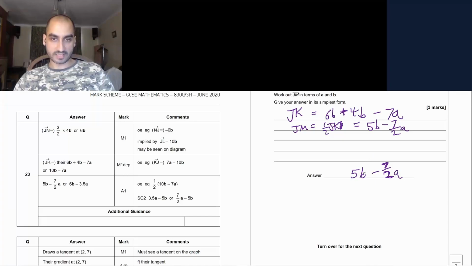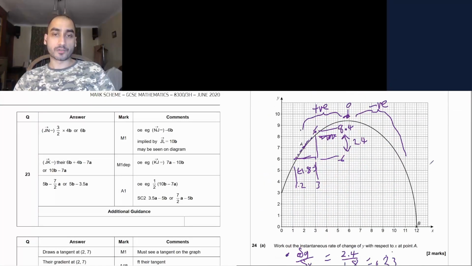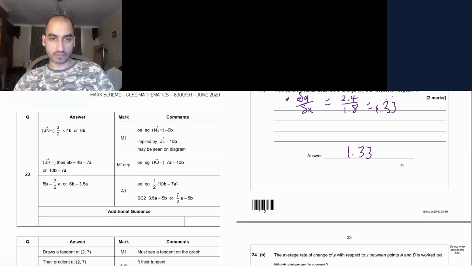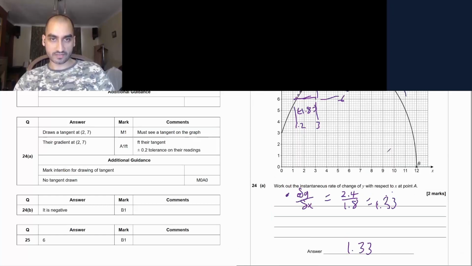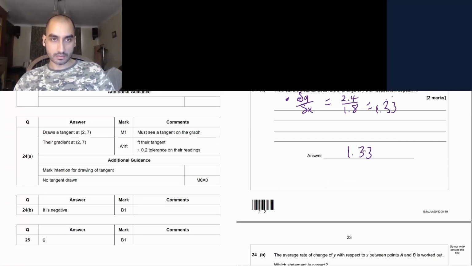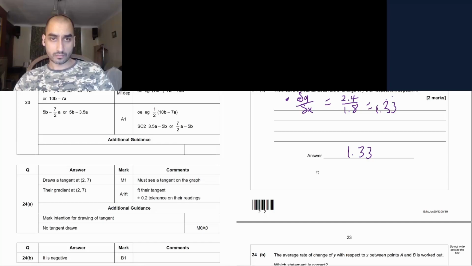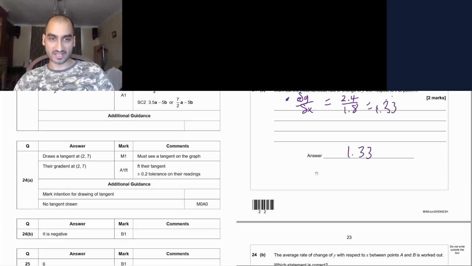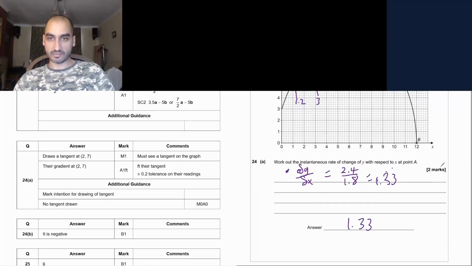So we said 5b minus 7 over 2a. 5b minus 7 over 2a, yep. Alright, I might have made a mistake here. So 1.33. It draws a tangent at 2,7. I did that. Gradient at 2,7. Their gradient. So whatever gradient I got is fine. Alright, I'm giving myself the mark then.